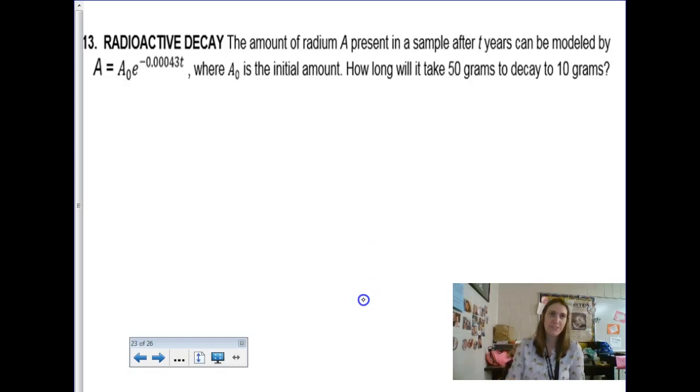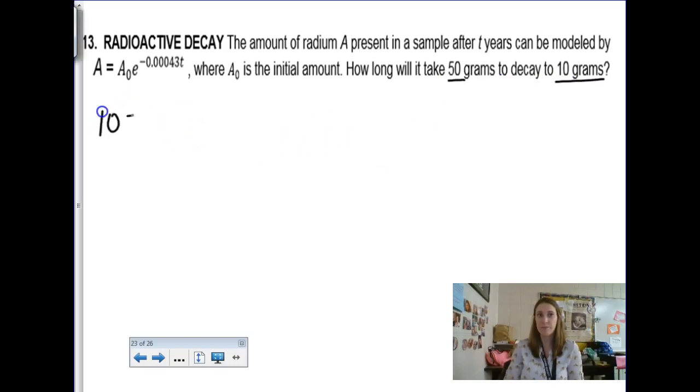Lovely, huh? Alright, so now we're going to be able to solve application questions without the use of a graphing calculator, at least not with the use of the graphing or table components. We're going to be able to solve algebraically for them. So this is our continual decay question, where your rate is decaying, so it's negative 0.00043t, and the initial amount is always that number that's in front. How long will it take for 50 grams to decay to 10 grams?